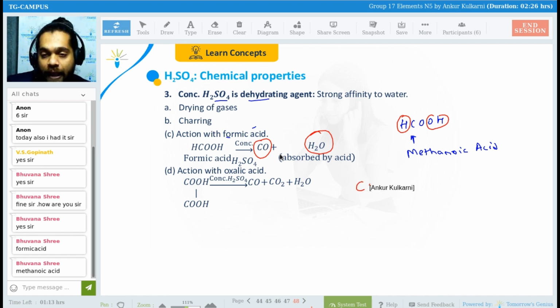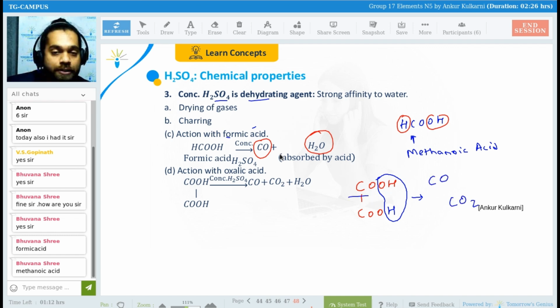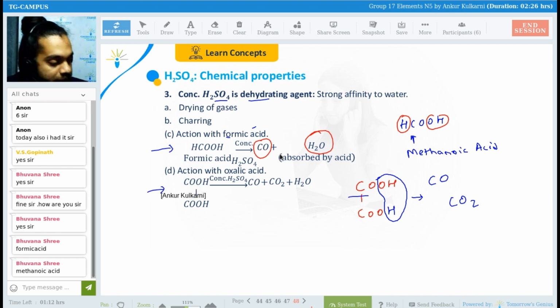Okay. Similarly, we have the oxalic acid over here, COOH, COOH. So again, if I react, it is a dehydrating agent. So H2O is gone. What is left? Your CO, carbon monoxide, and carbon dioxide. Come on, write down these two reactions. It acts as a dehydrating agent.